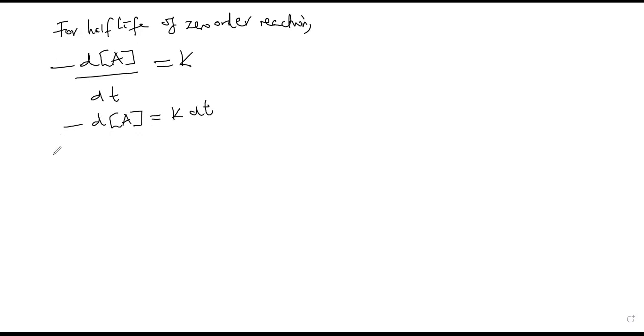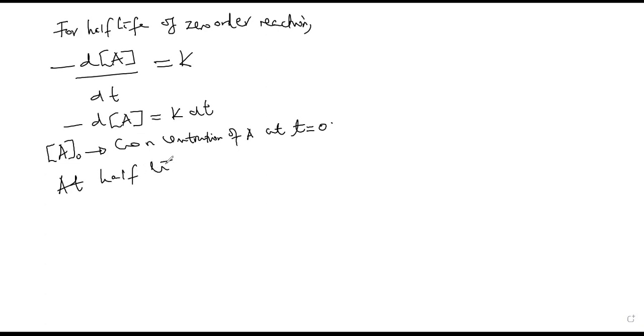Now, we say that the concentration of A naught is the concentration of A at t equals zero. But when we say half-life, it means the time taken for the initial concentration to reduce to half. Half-life is denoted as t a half, all right? The concentration is going to be a half of this, a half concentration of A naught.